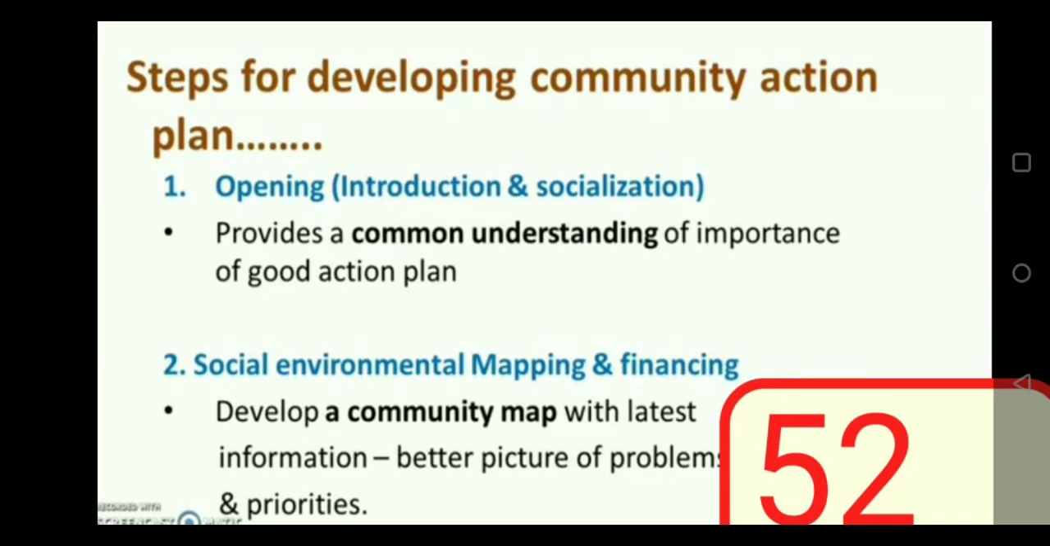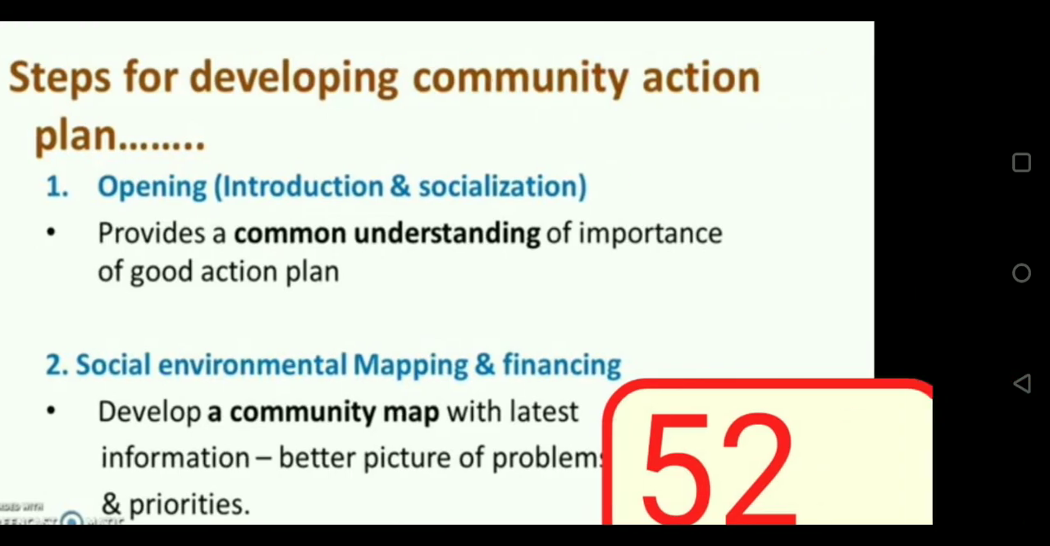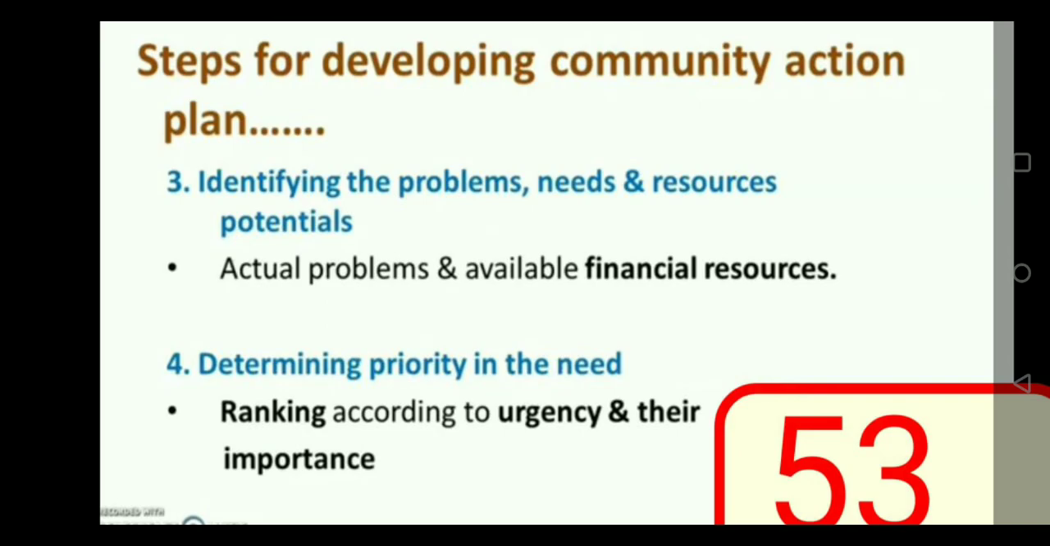The first step is opening, meaning introduction and socialization. That means we can understand the importance of good action plans. Second one is social environmental mapping and financing. That is, we can develop the social cultural systems and make a clear map and picture of the problems in priority order. Third one is identifying the problems, needs and resource potential. So we should understand the actual problem and the available financial resources in this situation.